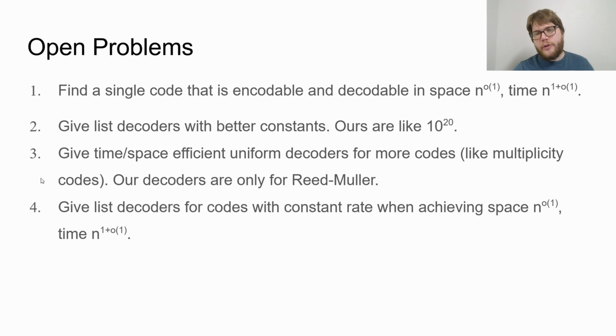Finally, Reed-Muller codes are not asymptotically good in the regime where you use a subpolynomial number of queries, and this means that we can't get true subpolynomial space, almost linear time list decoders for good codes. It'd be nice to get that result.